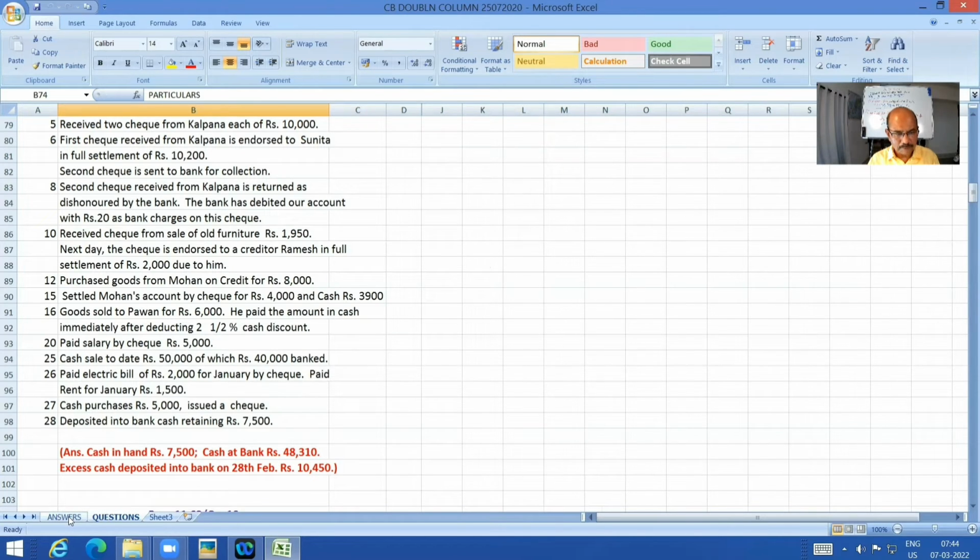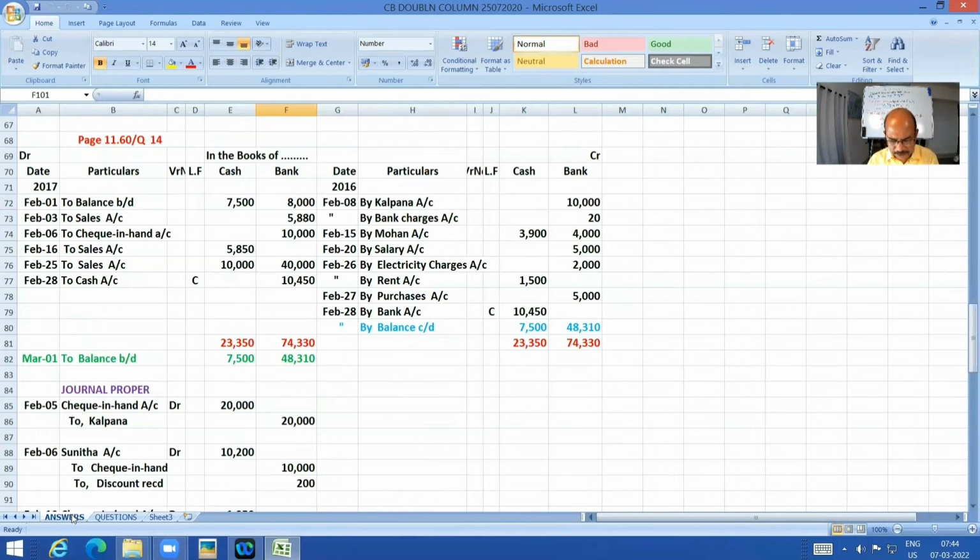Okay. First, cash in hand 7,500, cash at bank 8,000. Received a check of rupees 588 for cash sales. The check was immediately deposited into bank. So bank to cash sales.